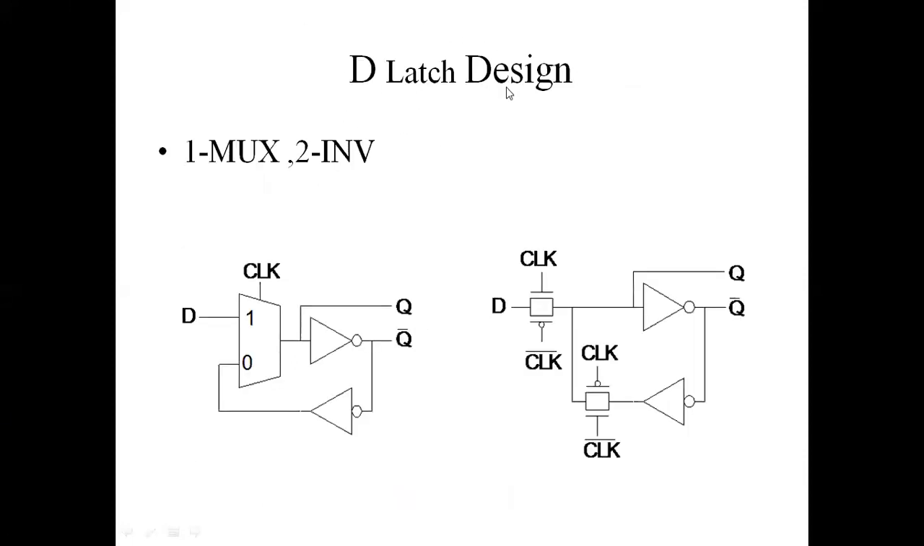Now we'll see the designing of the D latch by using the CMOS. So this is the D latch shown here. It requires 1 mux and 2 inverters. The multiplexer is here and the 2 inverters are used here. So here the multiplexer is implemented by the transmission gate. There are the 2 transmission gates shown here. The transmission gate is the combination of parallel connection of the PMOS and NMOS. Here we are getting the output Q and the Q bar.